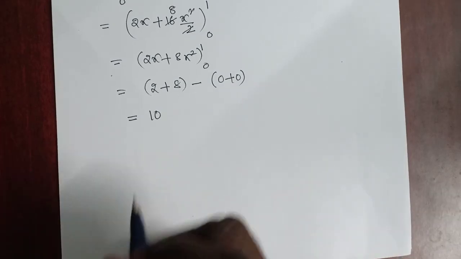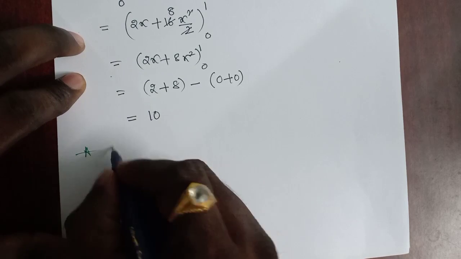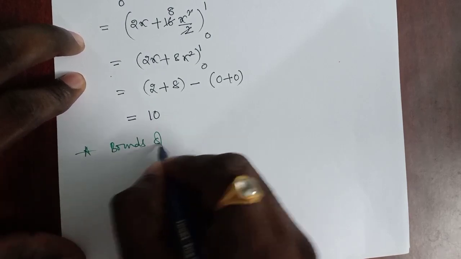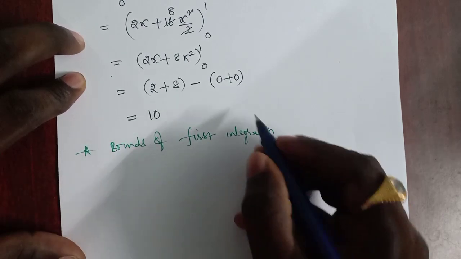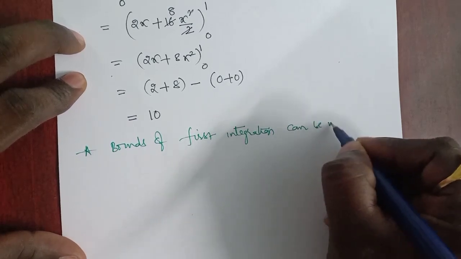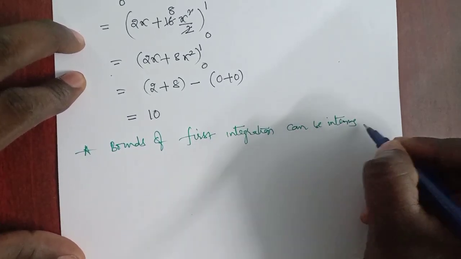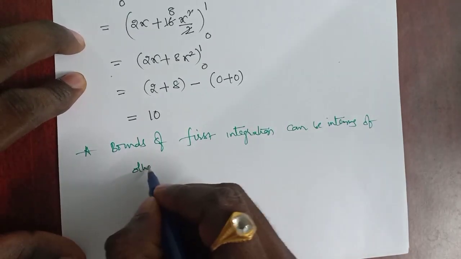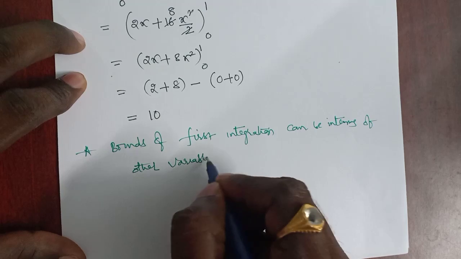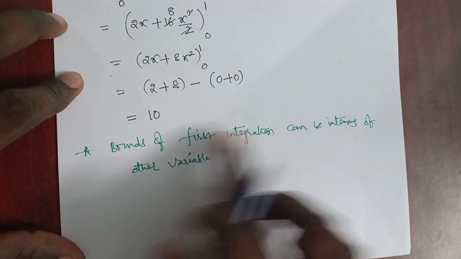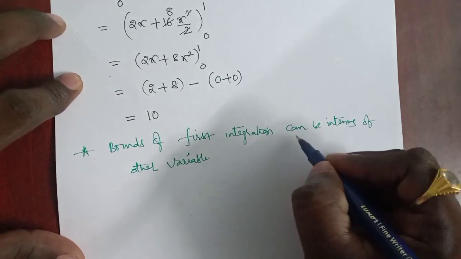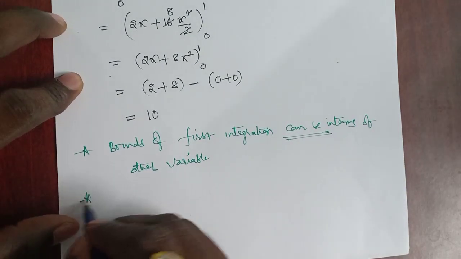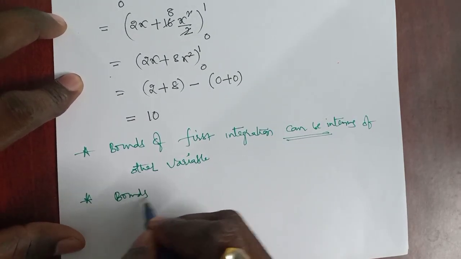Now clearly, the one important thing is that the bounds of the first integration can be in terms of the other variable. In the next video we will discuss about this. So this is the very important one: the bounds of the first integration can be in terms of the other variable.